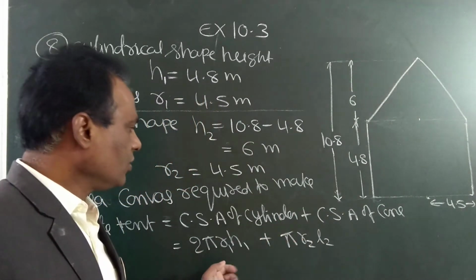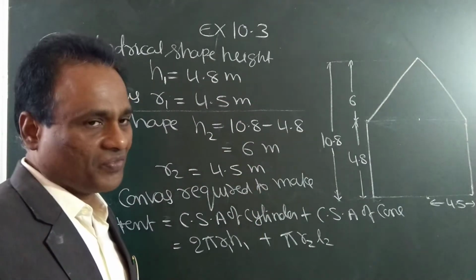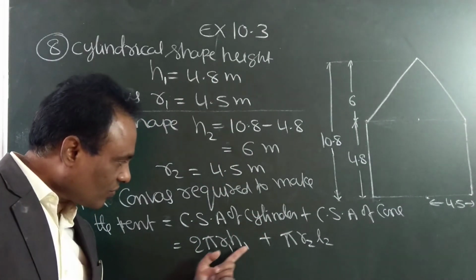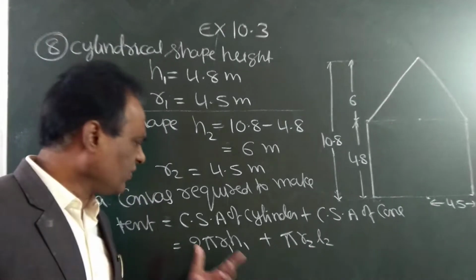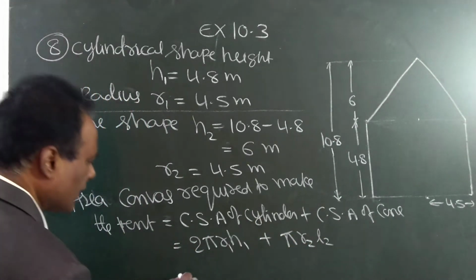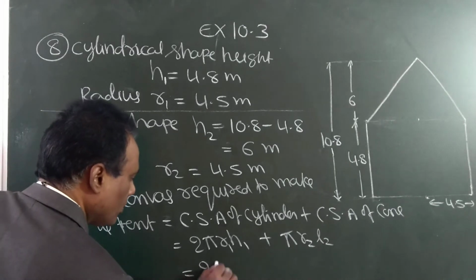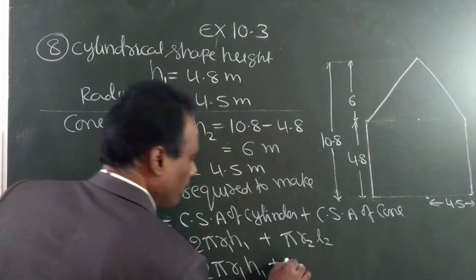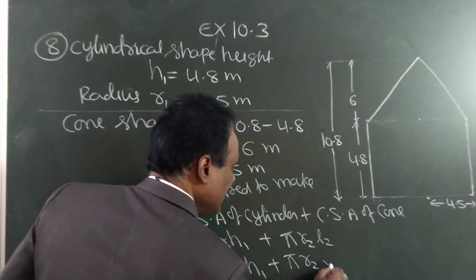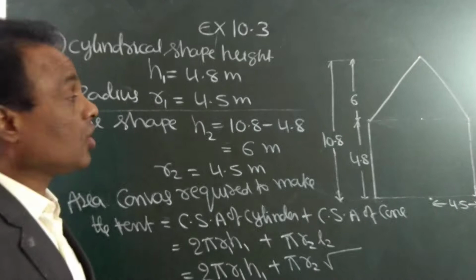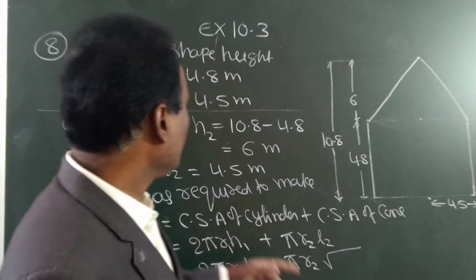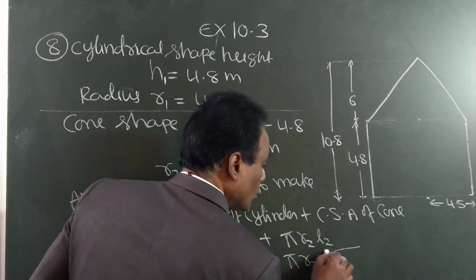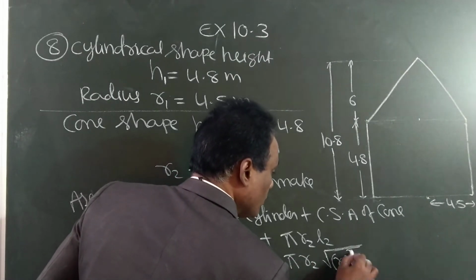If you use the same R, you will get confusion. Two different heights are given, so I am using H1 for the cylinder and H2 for the cone. This is the formula; if you substitute the values, you will get it. See here, 2 pi RH. I will substitute later. Pi RL: L is not known, L is not given, but height is given. L is equal to root of R square plus H square.